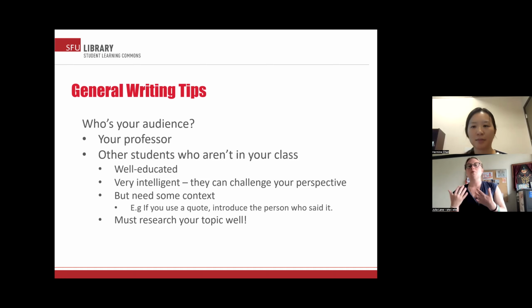If you're using a quotation, you should be introducing who said it and maybe something about their significance in the field as well. And so those aspects of needing to provide context for someone who is well-educated, highly motivated, curious, but not in your discipline means that you need to do your research really well, because you need to be able to explain that context and potentially respond to challenges.